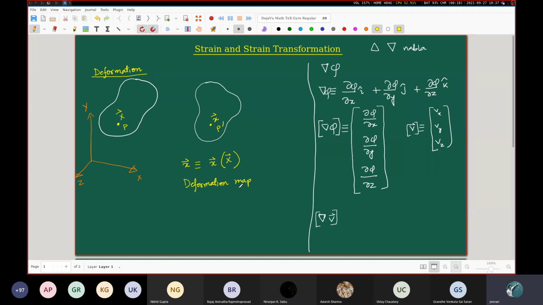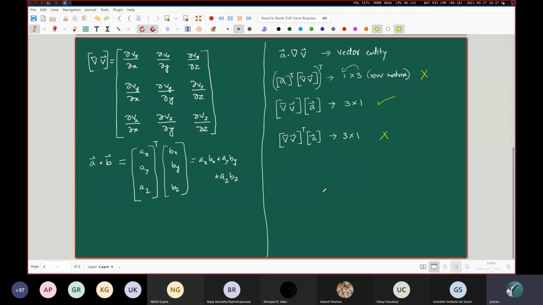So it's basically mapping this kind of a relationship. It is mapping from the initial configuration, the undeformed configuration, to the deformed configuration. So next, what we want to discuss is displacement. These are some definition kind of thing, almost like mathematical definitions. Displacement.